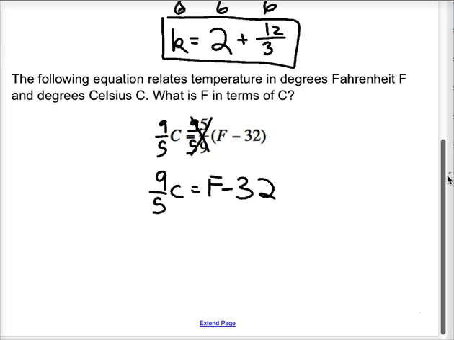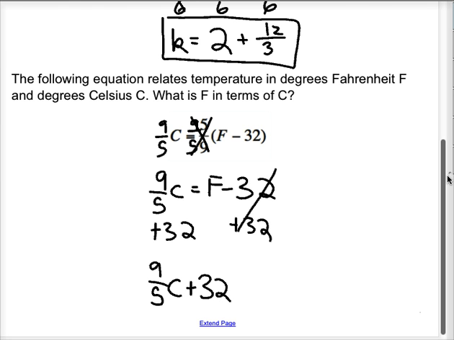All right, next, F is still not quite by itself. You're still subtracting 32 from it. So we're going to have to add 32 to both sides. And again, don't be fooled here. That 32 is not a like term with the 9/5 C, so you have to leave it separate.